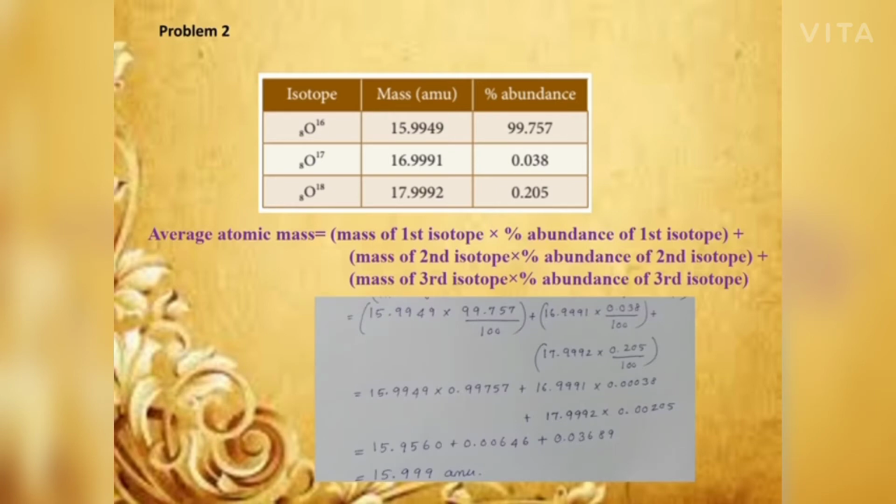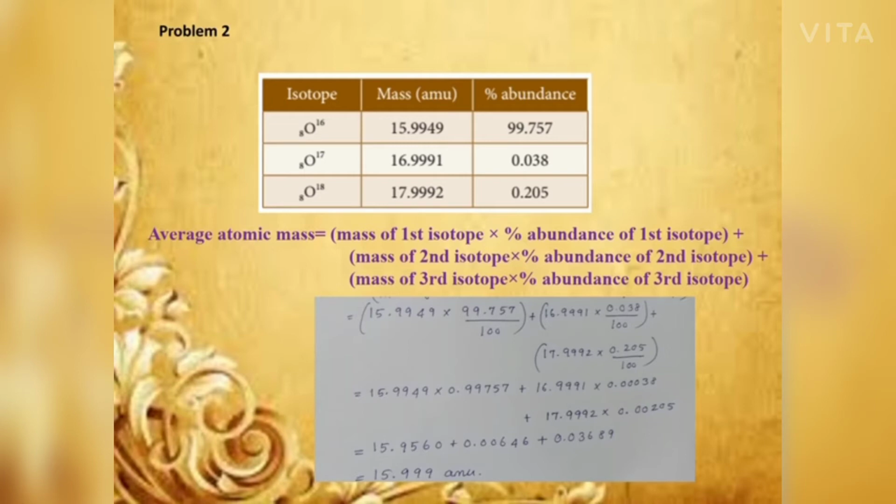The mass of the first isotope is 15.9949 times its percentage abundance. The oxygen-16 isotope is 99.757 percent, so divided by 100, plus the second isotope mass 16.9991 times its abundance of 0.038 percent divided by 100, plus the third isotope mass 17.9992 times its abundance of 0.205 percent divided by 100.